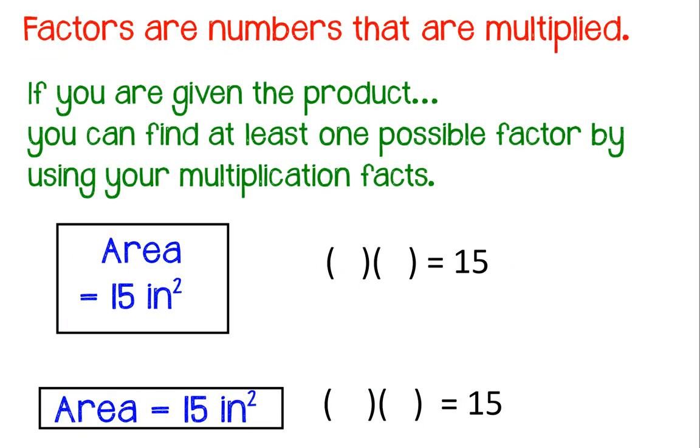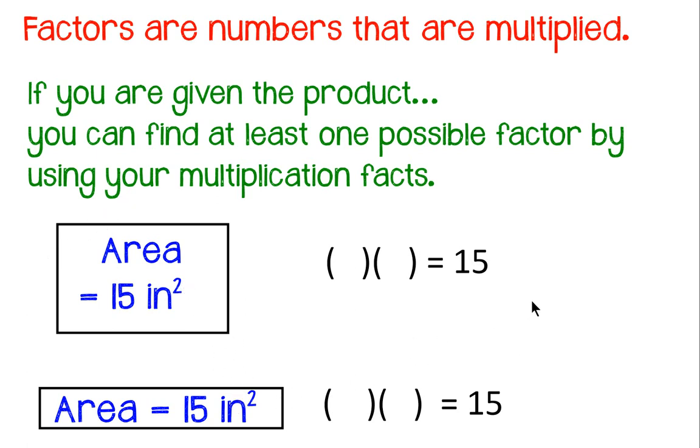So let's take a look at what it really means to be factors. Factors are numbers that are multiplied together and they give you a product. And so I'm going to use this simple problem here just to get used to the word factor. So if you're given the product, which for us is 15, then you can find at least one of the possible factors by using your multiples, right? Your multiplication facts.